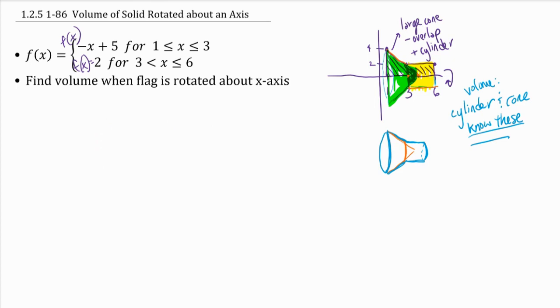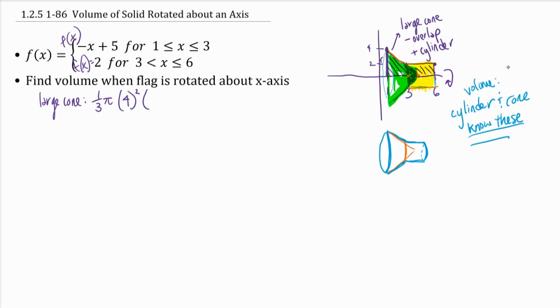Because I have that overlapping piece, I am going to have to subtract it. Okay, so let's start with the large cone. The large cone has a radius of 4, and the volume of a cone is 1/3 pi r squared h. So the radius is 4, and then the h is the length of it.